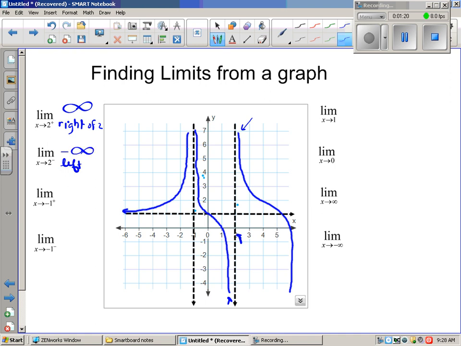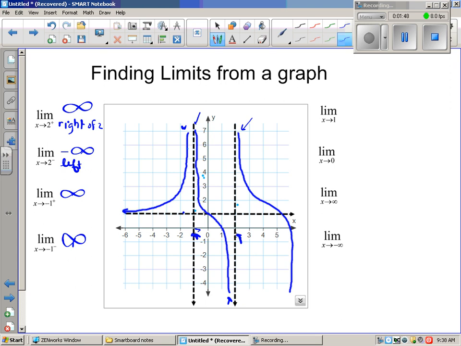Excellent. -1 plus, similar to the 2, means just to the right of -1. So here's where -1 is. I want to look just to the right of that and see what the graph is doing. And sure enough, it's going up. So -1 minus, again, means just to the left. So again, we're at -1, and we're going to look just to the left. And of course, it also is going up. So that's infinity.